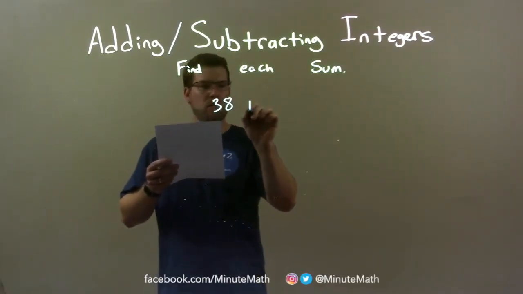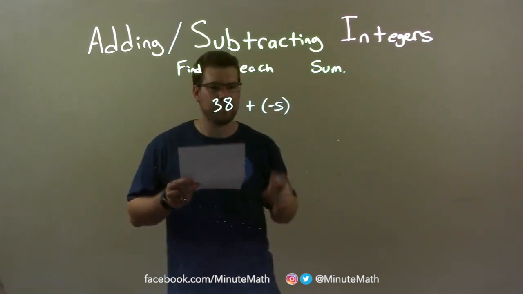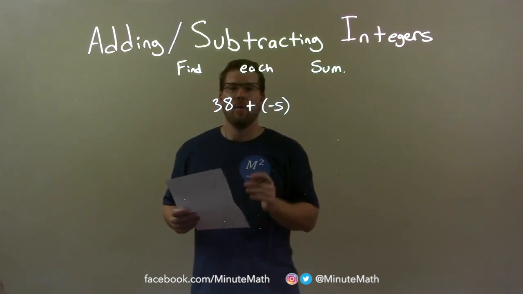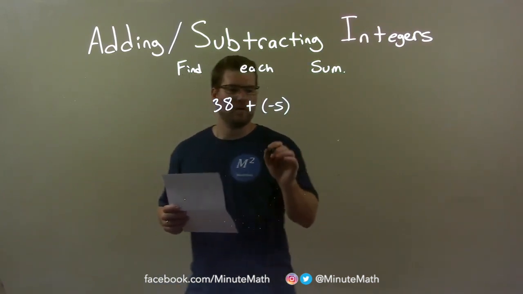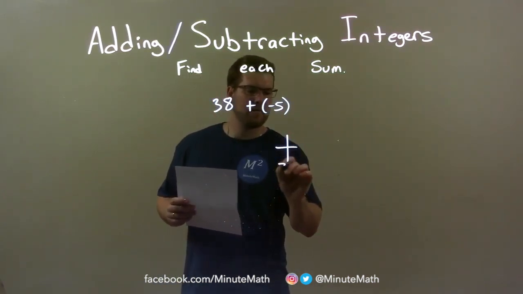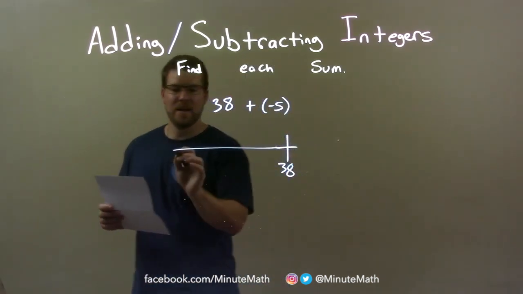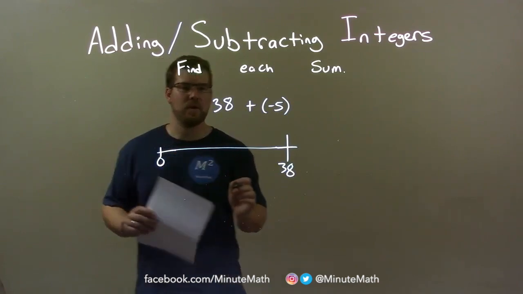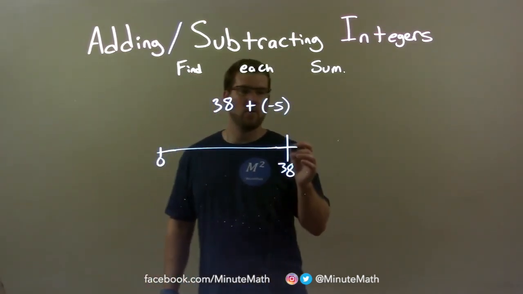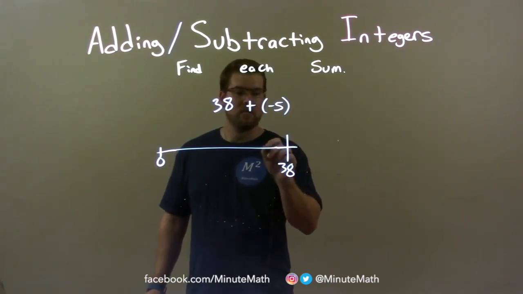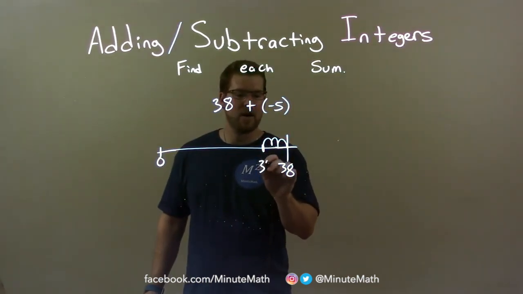38 plus a negative 5. So we have 38 plus a negative 5. Well, I start with that positive 38, right here. For adding a negative 5, we're moving towards the negative direction, towards 0, so we have to go down 5 units. Well, 38 goes down to 35 with 3 units. If you do 1, 2, 3, we're down to 35.